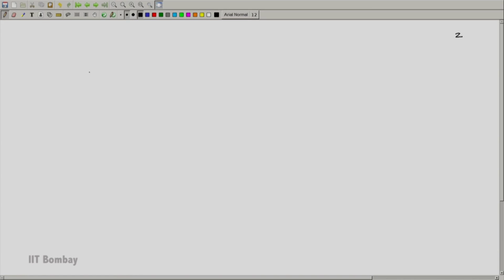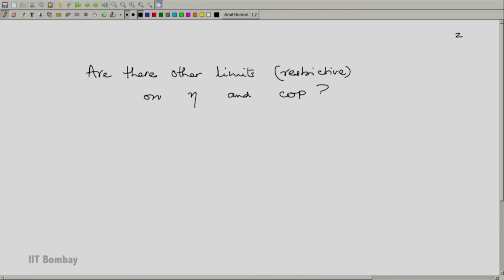For example, can we have an engine with an efficiency less than 1, but say something like 0.999, almost 100% but not 100%, 99% plus? Can we have a refrigerator with not infinite coefficient of performance, but say a coefficient of performance of say 1000 or 500? The question now, are there other limits more restrictive on efficiency of an engine and COP of refrigerators?